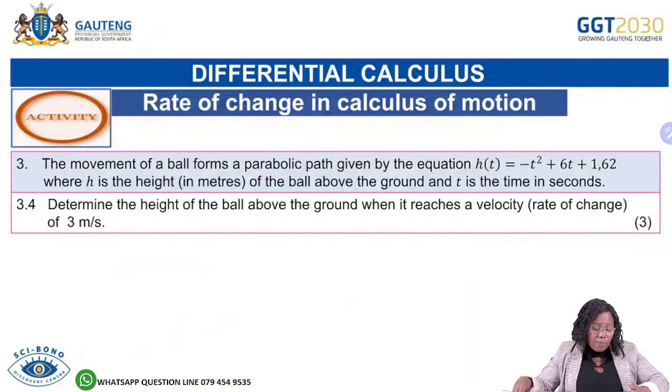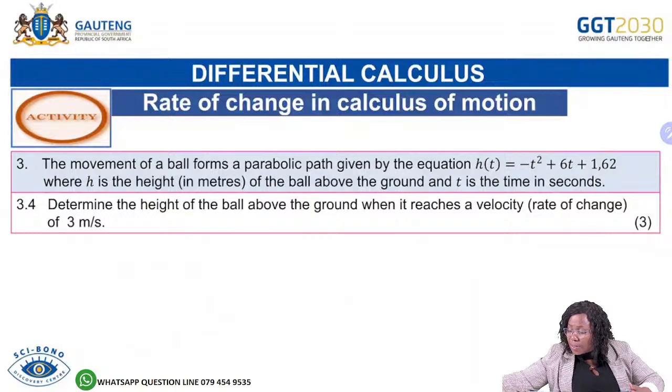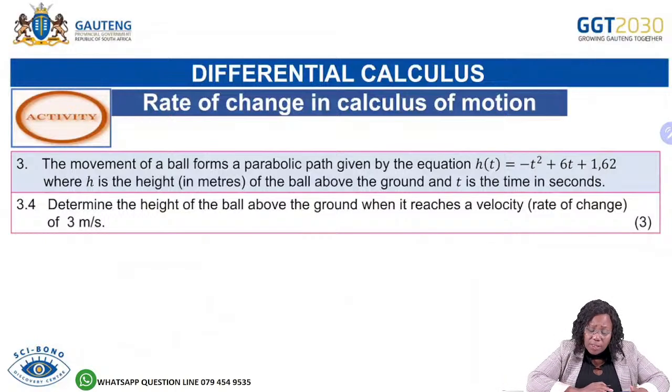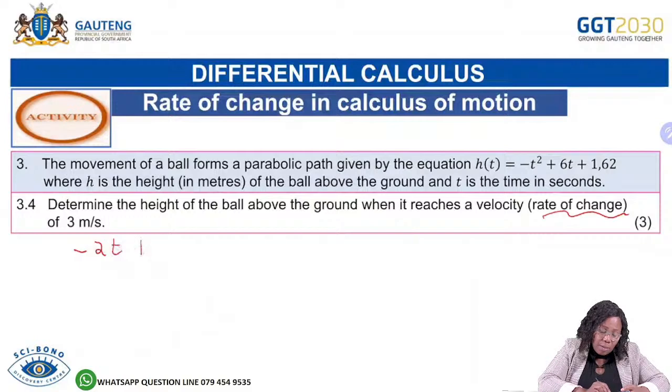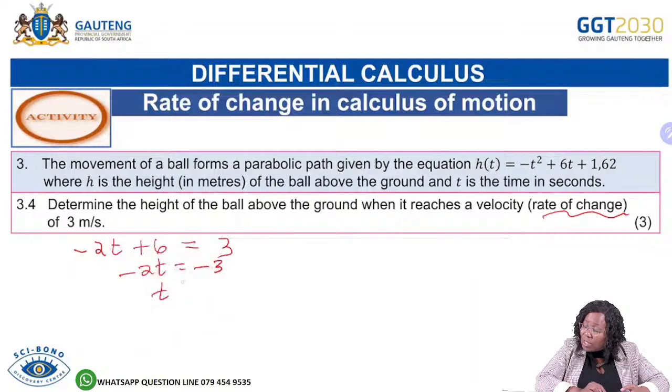And then 3.4, determine the height of the ball above the ground when it reaches a velocity, or a rate of change, which is equal to 3. If we talk rate of change, we are talking the derivative. So what is the derivative? Minus 2t plus 6. If it reaches 3, then minus 2t equals 3 minus 6, which is minus 3. Then it will be at t equal to 1,5 seconds.